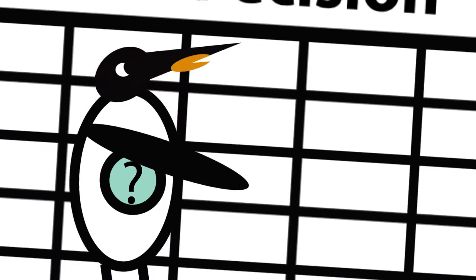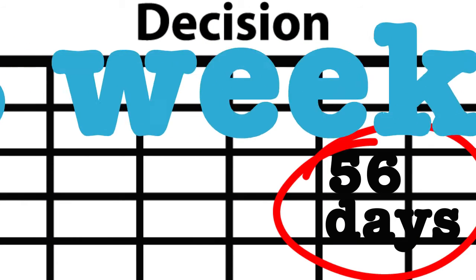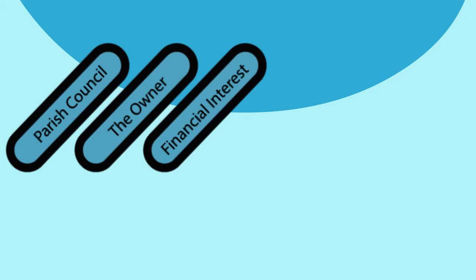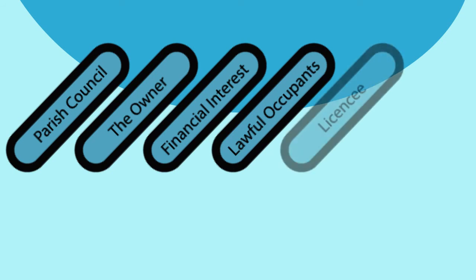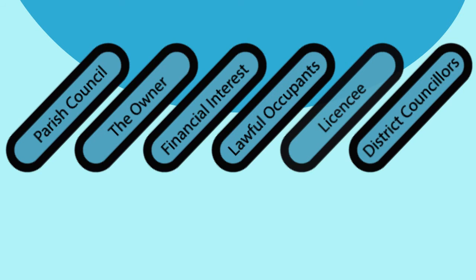Once we've received the nomination, we have 8 weeks to make a decision. We'll inform a number of people that the building or land has been nominated and we'll ask for their input. The parish council, the owner, all others with a financial interest in the building or land, any lawful occupant, for example a pub licensee, the local district councillors.